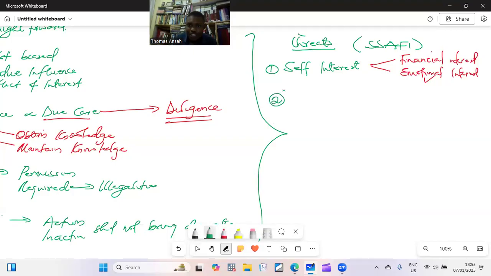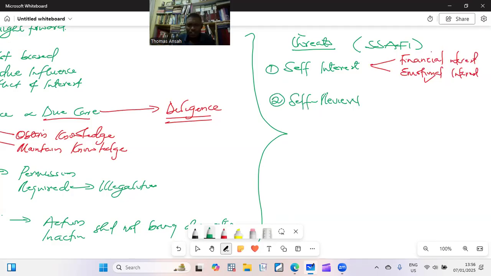Number 2, the second S is self-review threat. In governance, in the public sector, we call it nepotism. Using your own people to do the work. How do you then do proper performance evaluation on their work? It technically means that you are appraising your own self. You are reviewing your own work. That is what it means, and it is not a good thing at all.